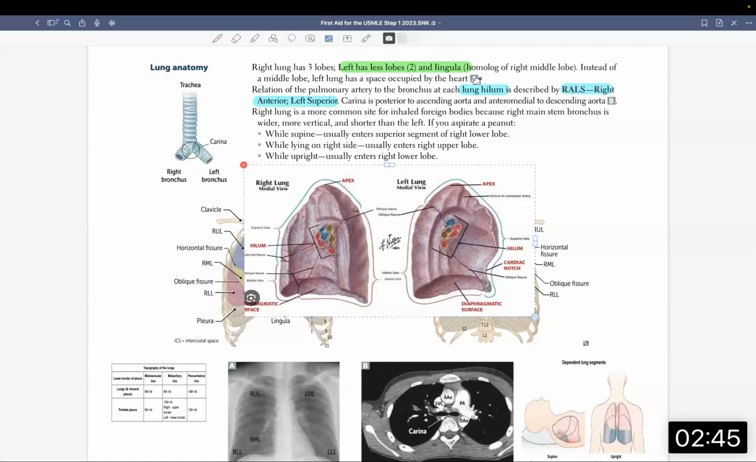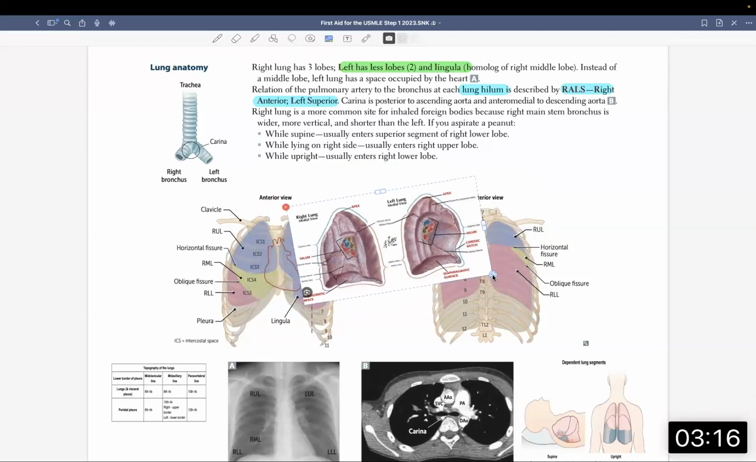So yeah, the relation of the pulmonary artery, which is carrying deoxygenated blood, so that's why it's blue here, to the bronchus at each lung hilum is described by, on the right side, the pulmonary artery is anterior. On the left side, it is superior.